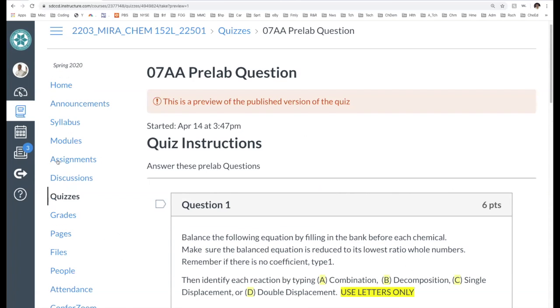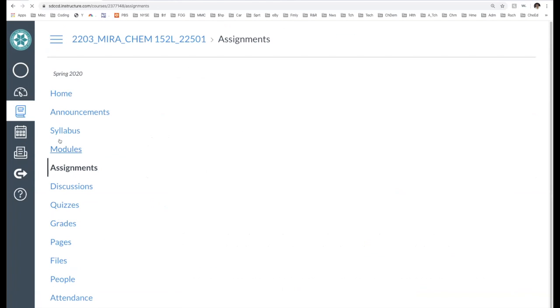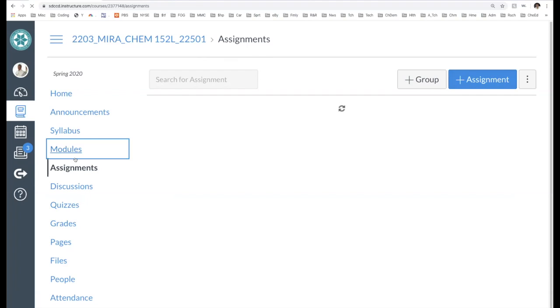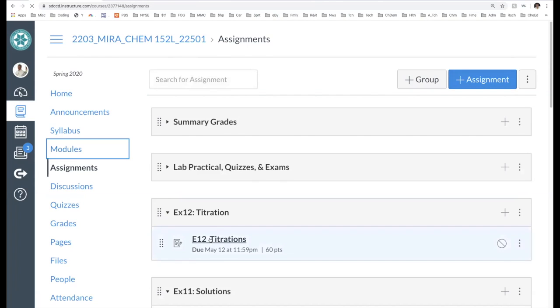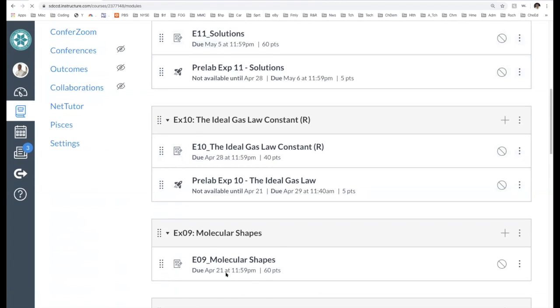Let me get back out to modules. And let's take a look at your experiment. When you guys do this experiment, what you will see here is the following.